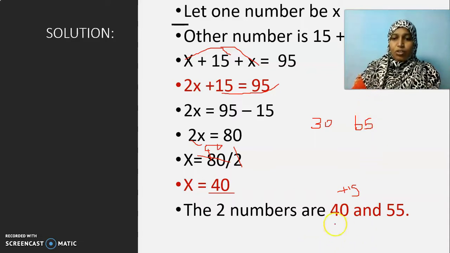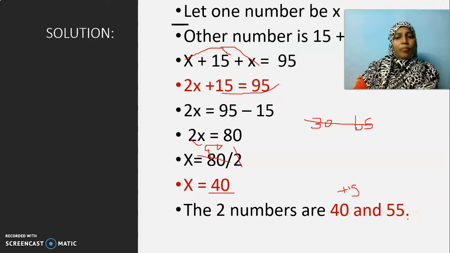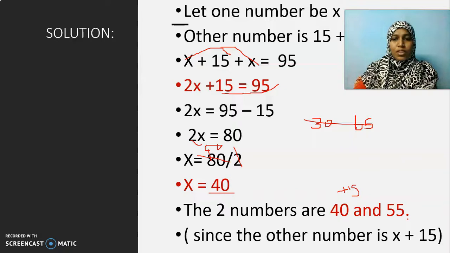Only one solution will satisfy the given condition. Is it clear? The condition is one number should exceed the other by 15. This 55 is exceeding this 40 by 15. With 30 and 65 it is not possible. Though their sum gives 95, it will not satisfy the next condition. So this is not the right answer. Only this is the exact and only answer for this given question. Is it clear? Okay children, now let us move to the next question.